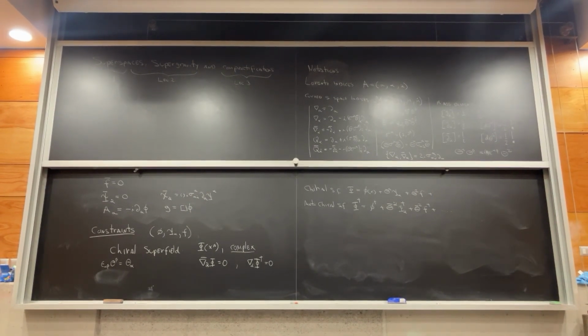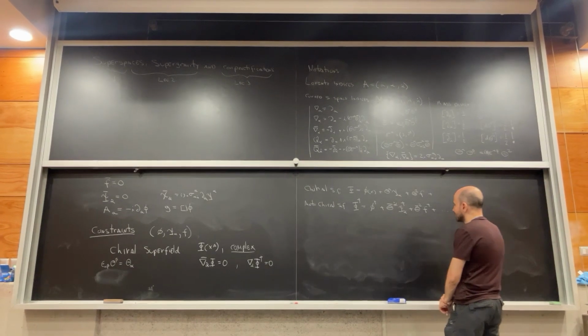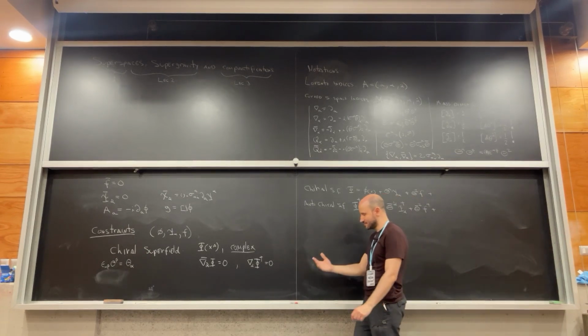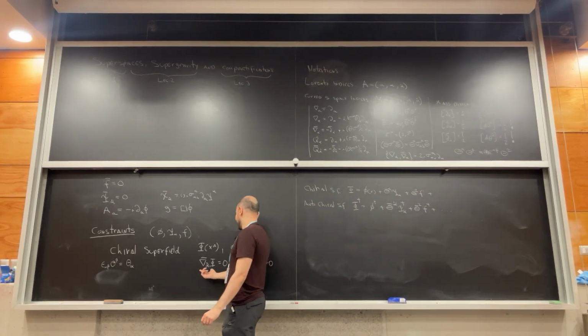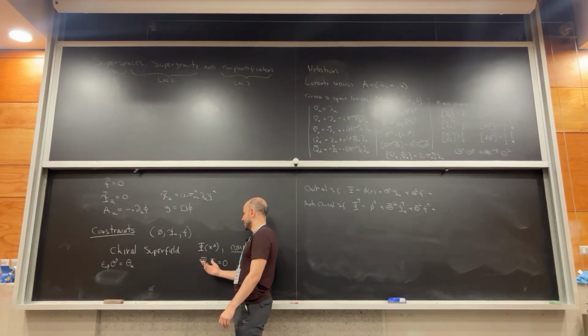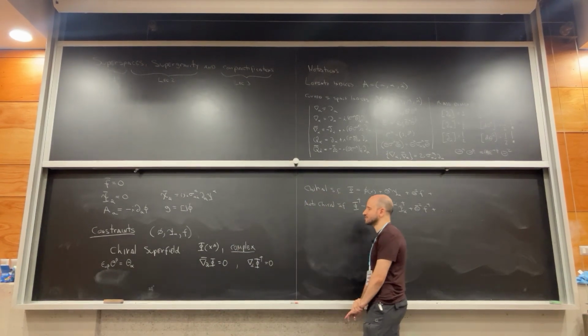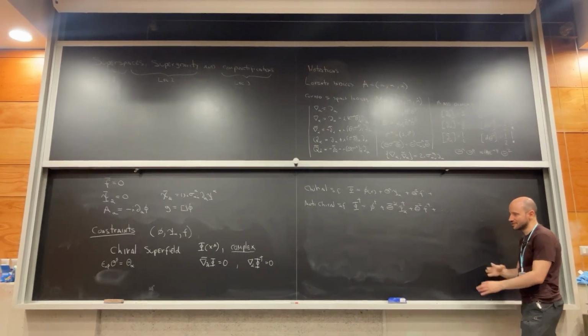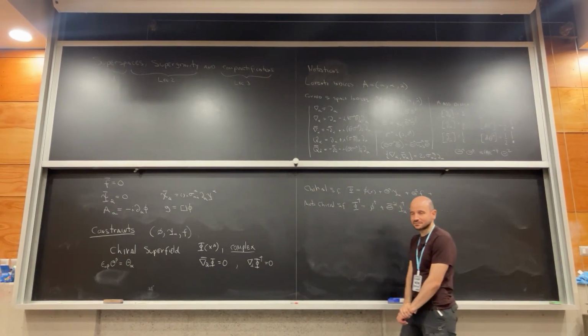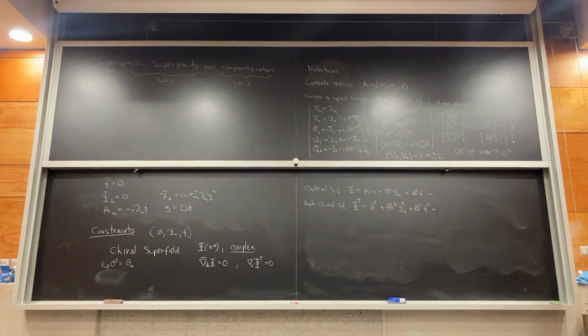Okay? So that's how I reduce the number of components inside of a superfield. I look for a suitable constraint that's not going to give me any differential equation for the components, but just algebraic conditions.